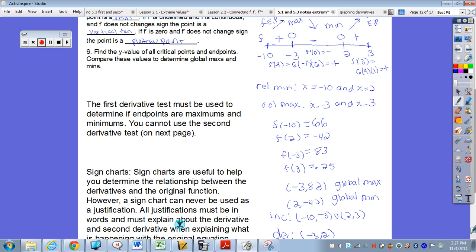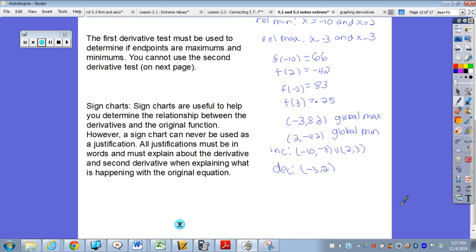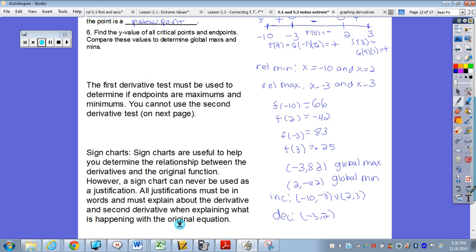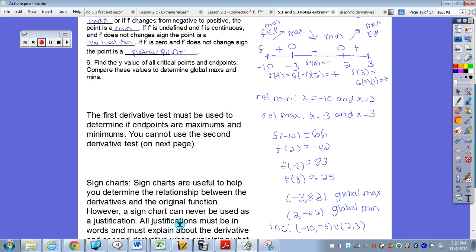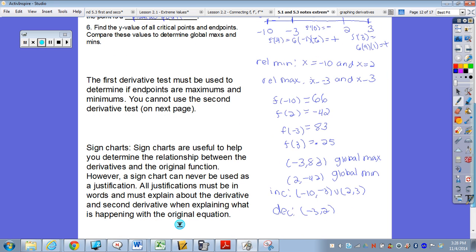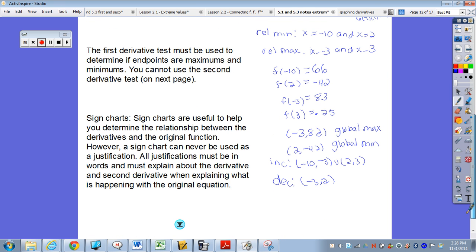So we found this. These tend to be long problems. If you have to justify, the key thing it says here for sign charts on your paper: sign charts are useful to help you determine the relationship between the derivatives and the original function. However, a sign chart can never be used as the justification. All justifications must be in words and must explain about the derivative and second derivative when explaining what is happening with the original function. And the first derivative test must be used to determine if endpoints are max and mins. You cannot use the second derivative test, which we haven't learned yet, but we will in class tomorrow.